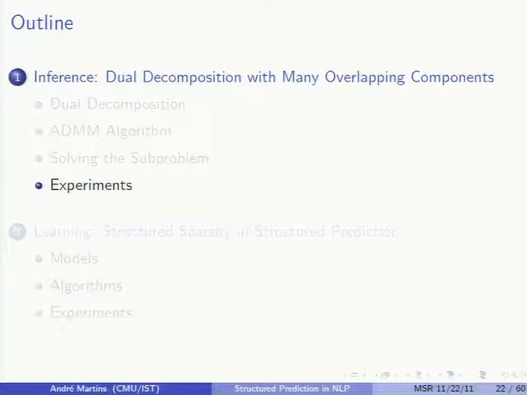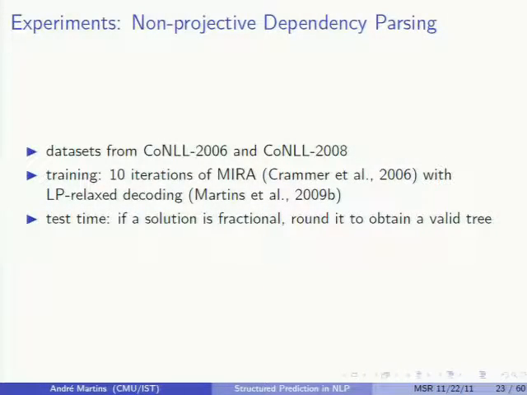Okay, so I'm just going to show some experiments here. The experiments are in non-projective dependency parsing. I also did some experiments on synthetic graphical models in the ICML paper, but I'm just going to skip those. Here, I just used datasets from the CoNLL tasks, which are common datasets for different languages that have annotations for these dependency trees. And the goal is to train a parser and then evaluate it on the test set.